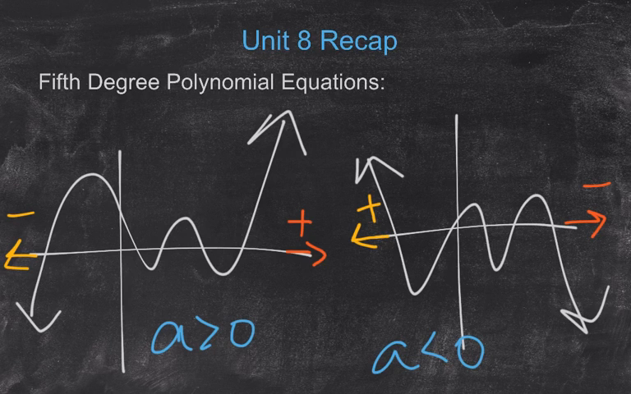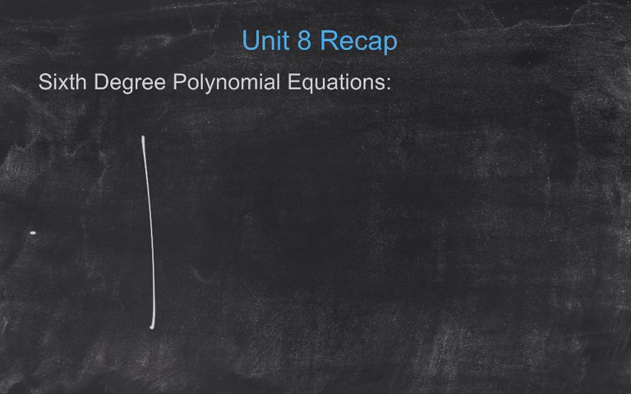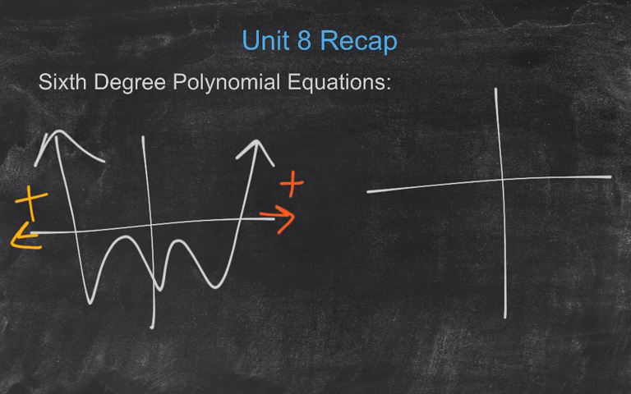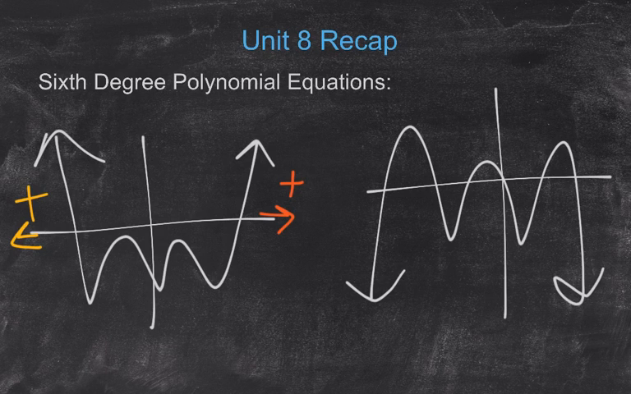Okay? And the very last one, we're looking at a sixth degree, which is going to look something like this. So we'll see end behavior that is the same on the left and the right again, when A is positive or when A is negative. So what we did was we realized that there were some patterns here.